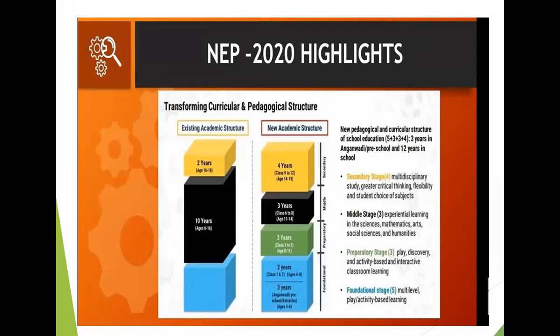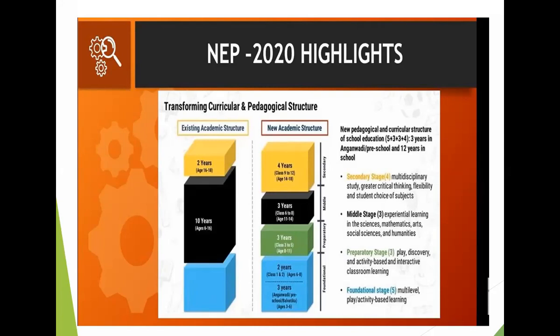In the new academic structure, the first 5 years are called the fundamental stage. There are 2 stages: 3 years in the first stage and 2 years in the second stage. The 3 years belong to Anganwadi, preschool, ages 3 to 6 years. The students will start at the age of 3 years in Anganwadi, where they learn through play and activities, and multi-level play activity based learning on the Anganwadi playground. And the second 2 years, classes 1 and 2, ages 6 to 8, are called the fundamental stage.